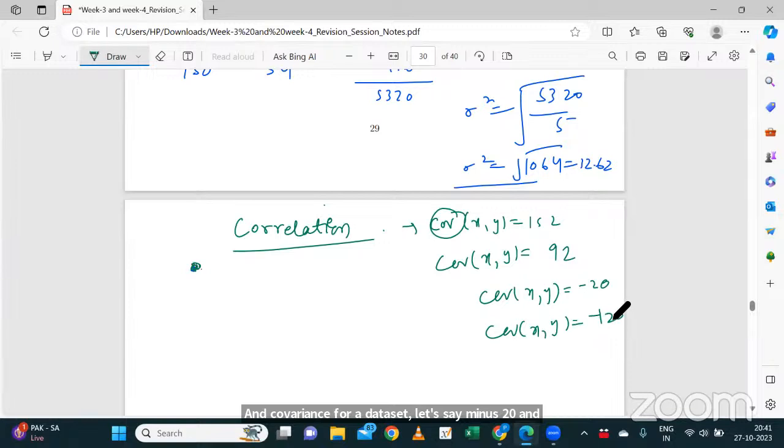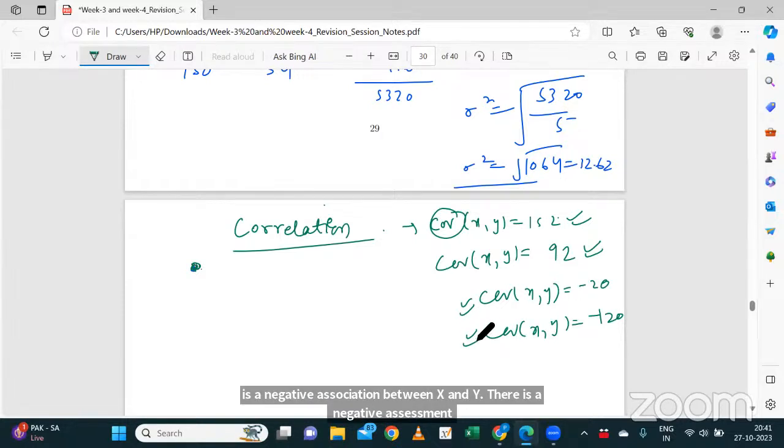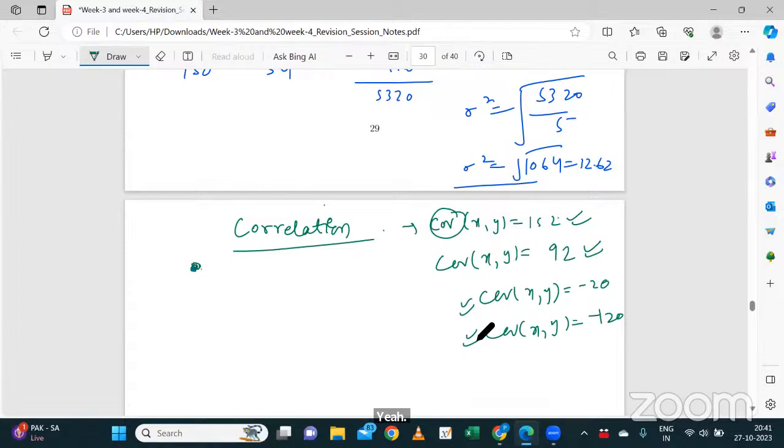For example, by seeing this value, I can simply say there is a positive association between x and y, correct? There is a positive association between x and y. There is a negative association between x and y. But how much? We don't know the strength of association, whether it's strong, whether it's weak, or something like that.